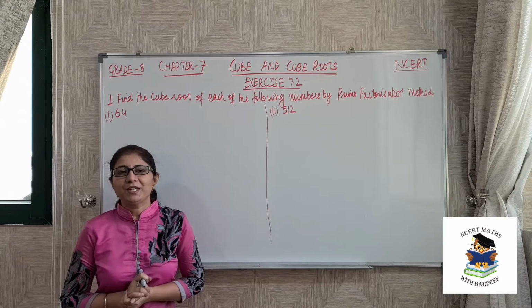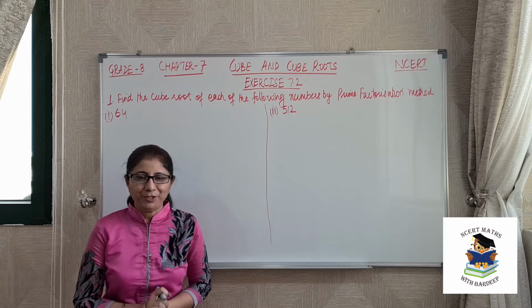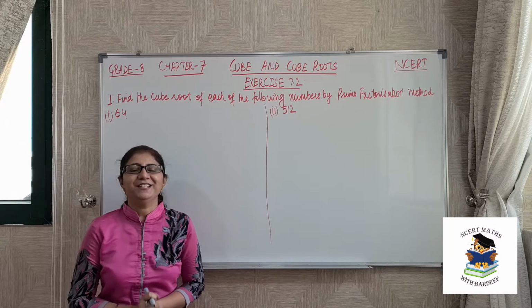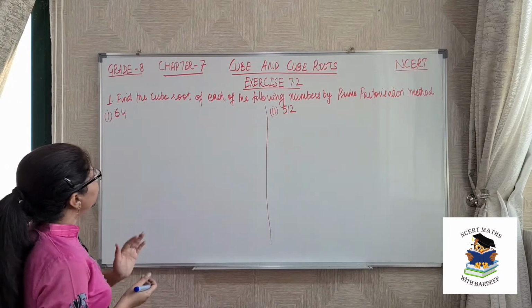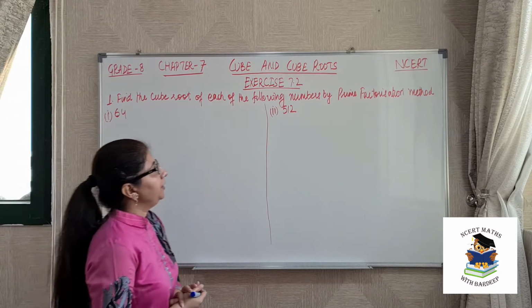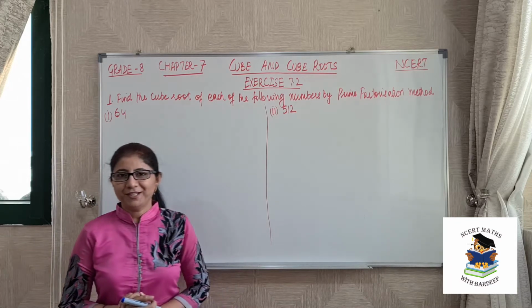Today we are going to start exercise number 7.2 of chapter 7, that is cubes and cube roots. So let's see the first question. Find the cube root of each of the following numbers by prime factorization.